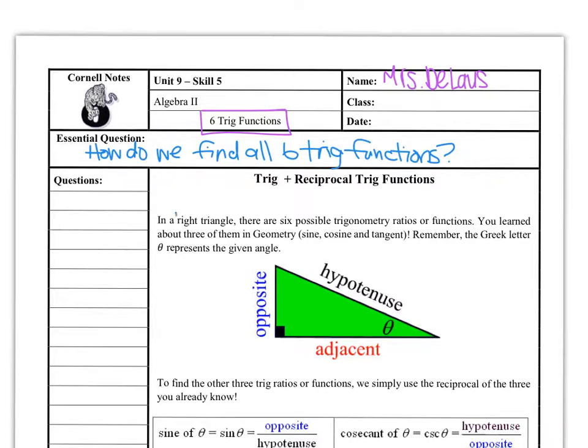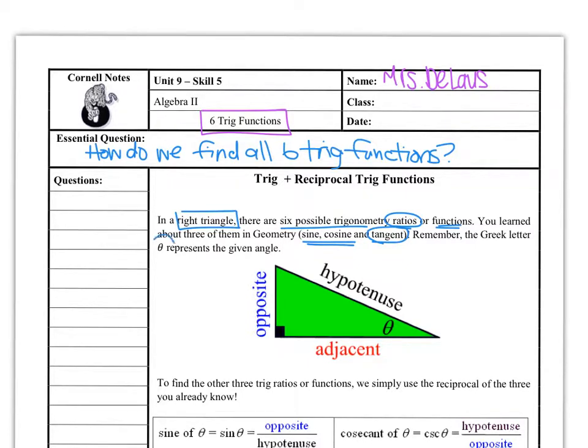So in a right triangle, you'll notice that there are going to be 6 possible trig ratios. Ratios are the same thing as fractions. You learn about some of them in geometry if you've taken geometry. Some of you may not have taken geometry yet. So we're going to talk about this a little bit more in depth. We have 3 trig functions, 2 of which you are super familiar with, sine and cosine, but we're adding on this third one called tangent.